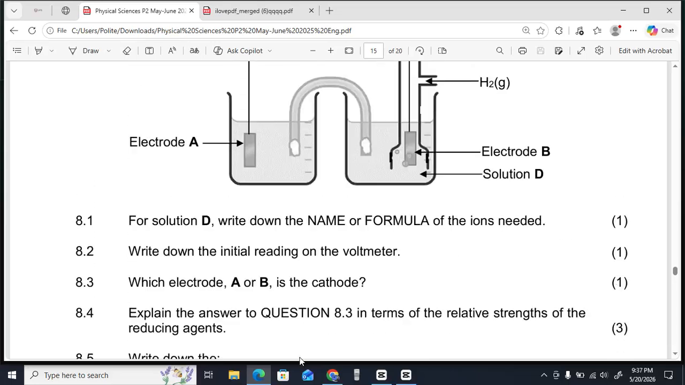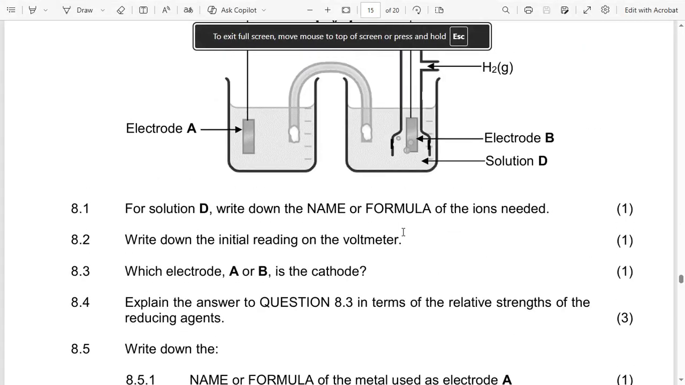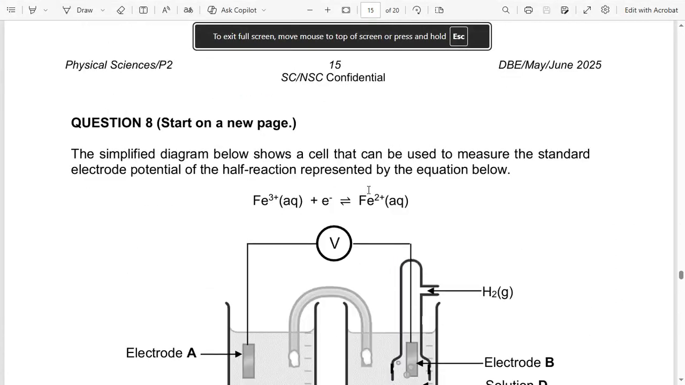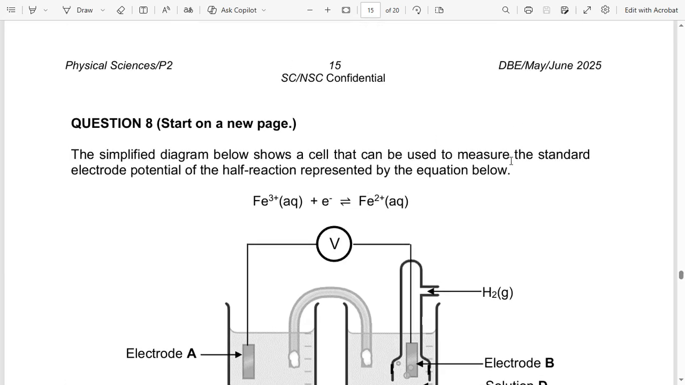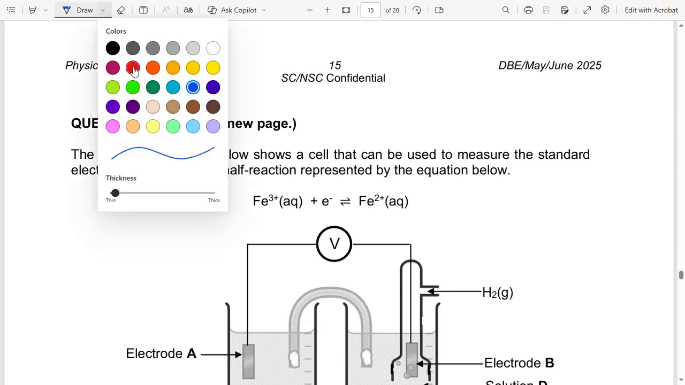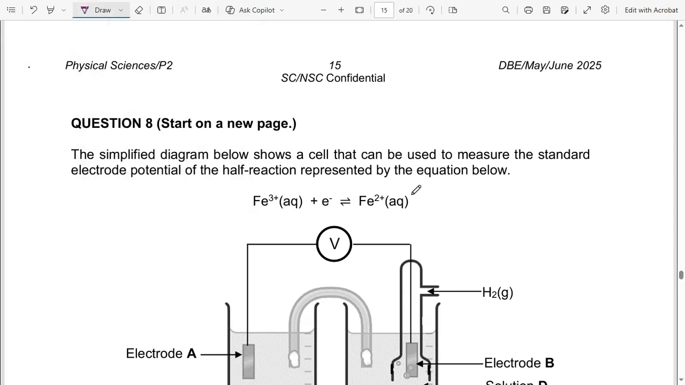I want us now to look at this one. This is question 8 of the May 2025, the June exam. Okay. Look at this question. We're going to try and answer all the questions on this question 8.